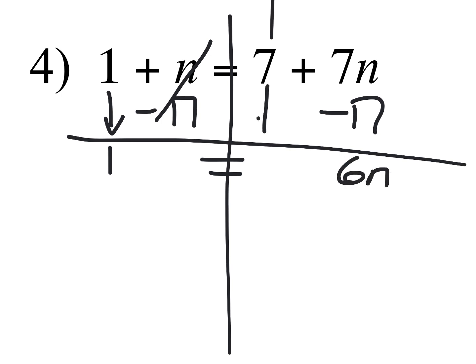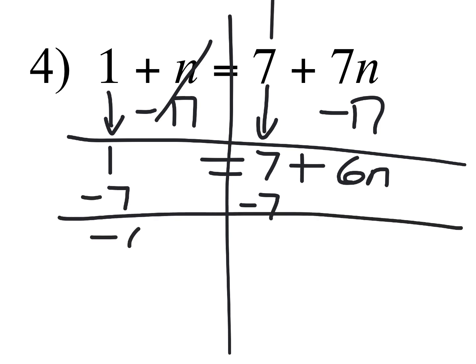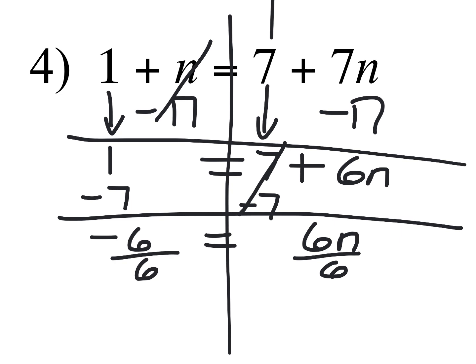And I still need to bring down this 7. And because that's a positive 6, I'm going to leave the plus right there. So then I need to cancel the 7 with a -7. It gets me -6. That's going to cancel. I'll bring down my 6n, divide both sides by 6. -1 is equal to n.